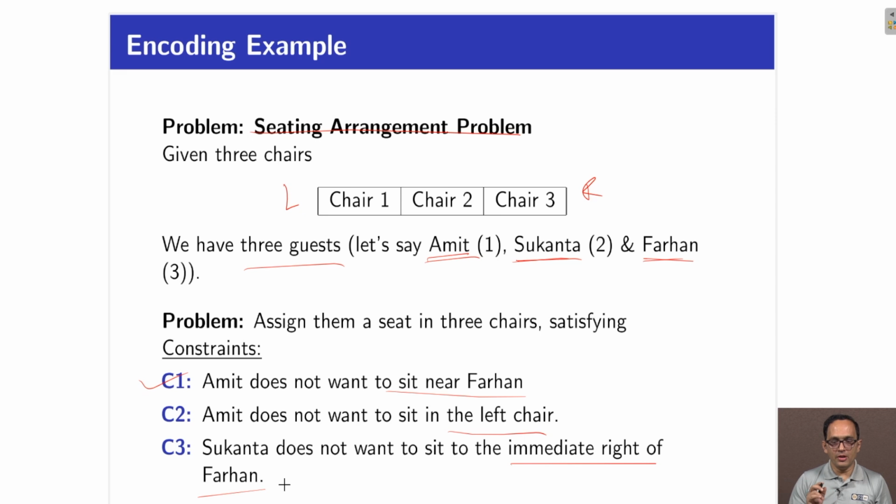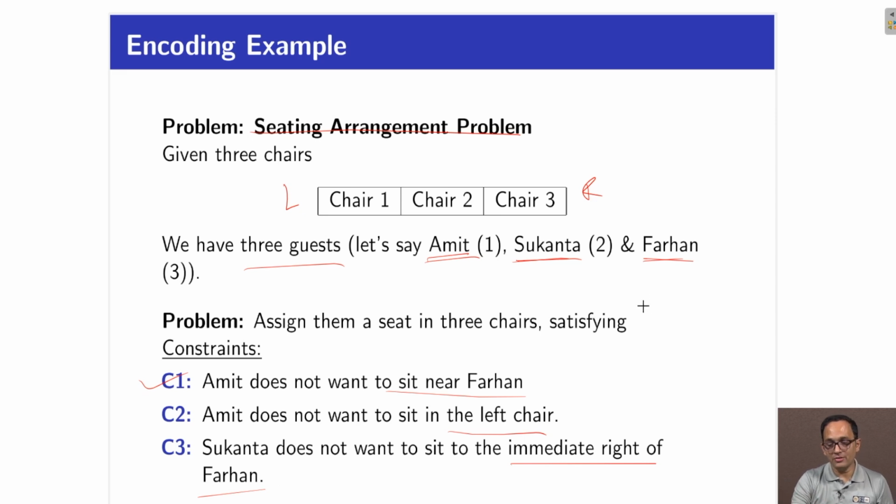So, here you can see that there are 3 chairs, 3 persons, so there are 9 possibilities effectively. Anybody can sit in any of these seats. So, there are 3 persons, 3 seats, so it is 3 into 3, there are 9 possibilities. So, effectively you need 9 propositional constants to encode this. So, what is the encoding?